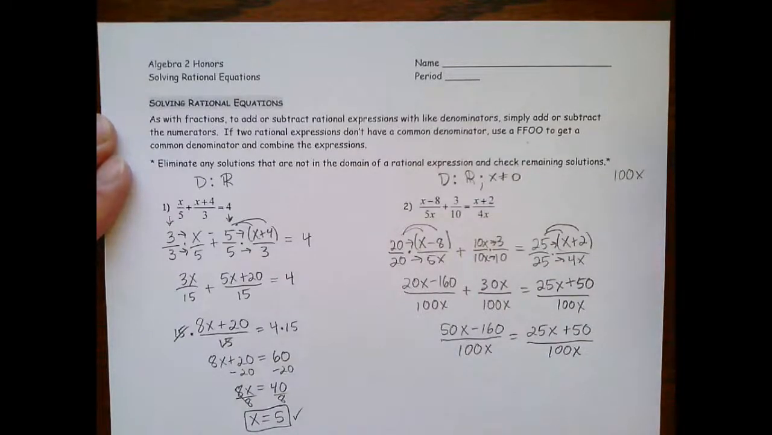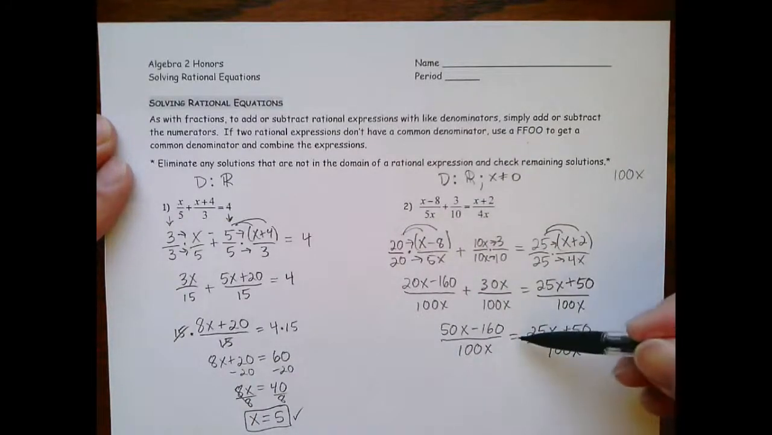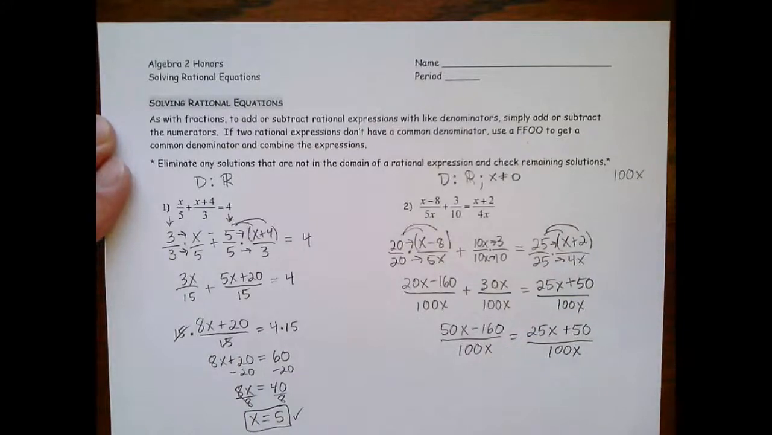And now we've reached kind of a nice familiar place. I have two fractions that are equal and have the same denominator. What else has to be true about two fractions that are equal and have the same denominator? Well, their numerators also have to be equal.